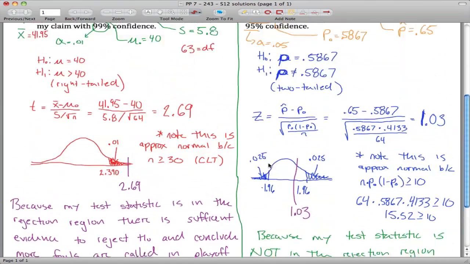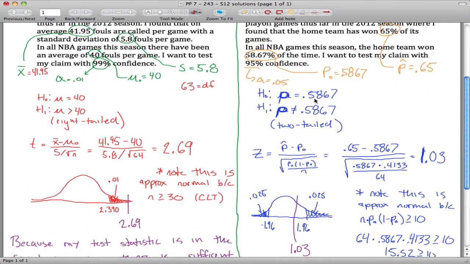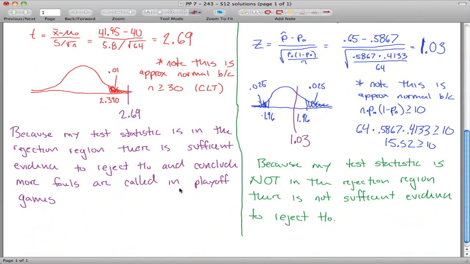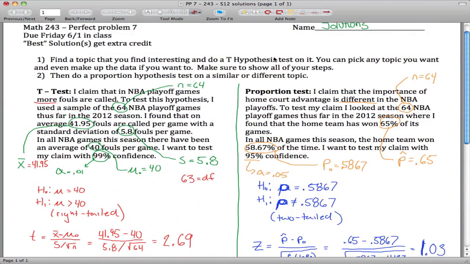So we are not saying that the null hypothesis is correct. We're not saying that there's no difference between home court advantage in the playoffs and in any other game. We're just saying there's not sufficient evidence to conclude that there is a difference in those things. And I think that's good enough. There's some couple of examples of hypothesis testing. That's the end of the video.